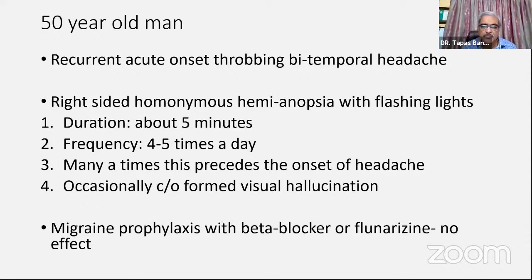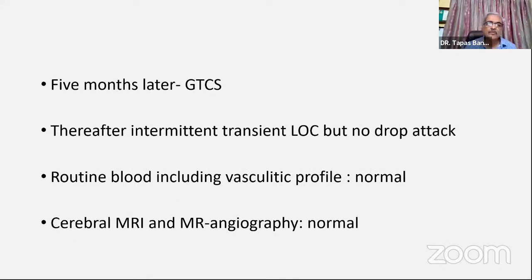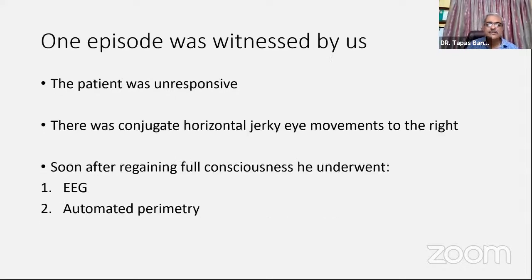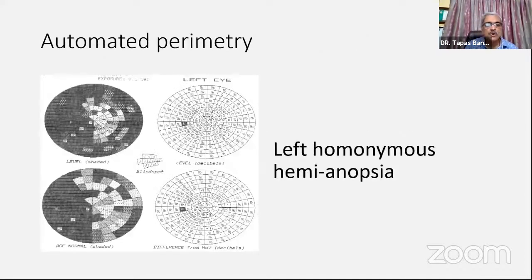The patient was tried on various migraine prophylactic drugs, beta blockers, flunarizine, with no effect. Then once he had a generalized tonic-clonic convulsion, and then some intermittent transient loss of consciousness. His investigations were normal, including cerebral MRI and MR angiography, and one episode was witnessed by us. He suddenly became unresponsive, and we noticed conjugate horizontal jerky eye movements to the right. Soon after he regained consciousness, we subjected him to automated perimetry, and he showed left homonymous hemianopsia.